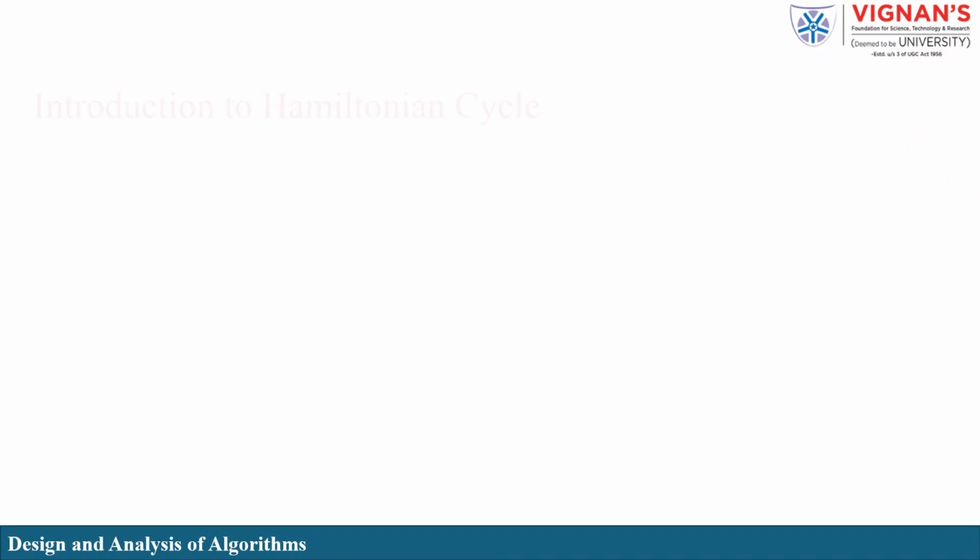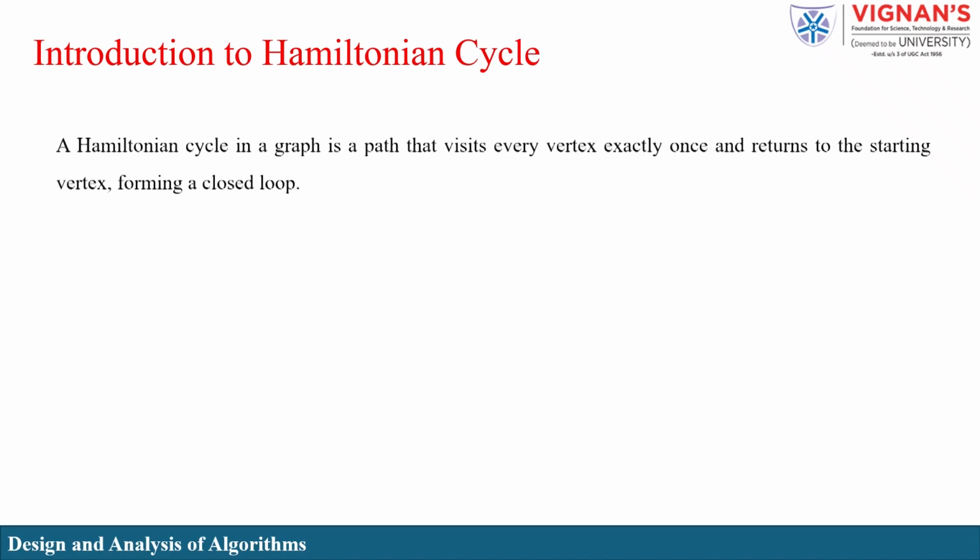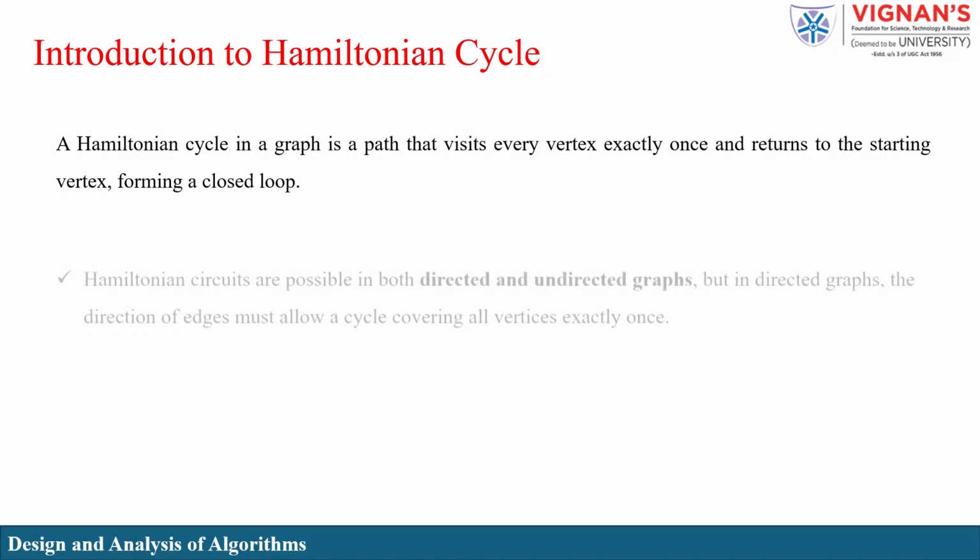Let us begin with an introduction to the Hamiltonian cycle. In graph theory, a Hamiltonian cycle is a special type of path that visits every vertex exactly once and then returns back to the starting vertex, forming a closed loop. The key idea here is that no vertex is repeated except the starting vertex, which appears again at the end to complete the cycle. This makes Hamiltonian cycles very important in problems that involve efficient traversal without revisiting nodes.